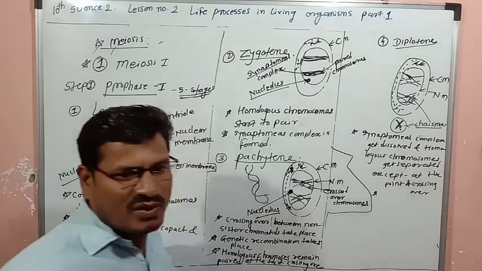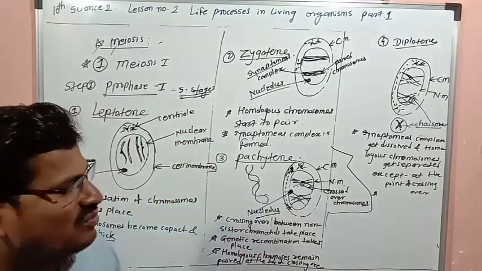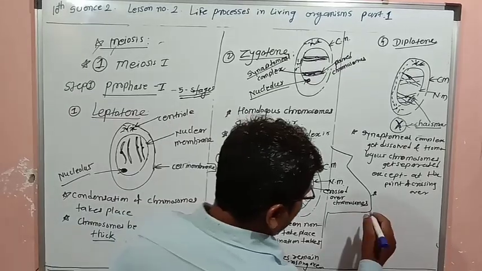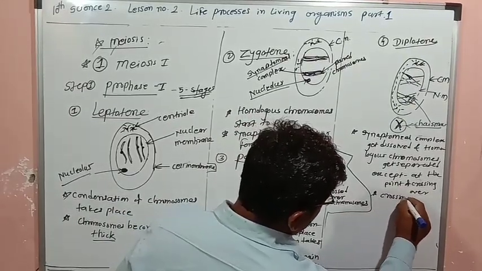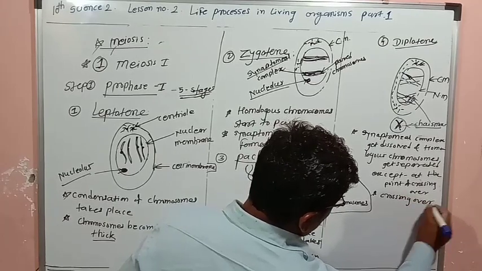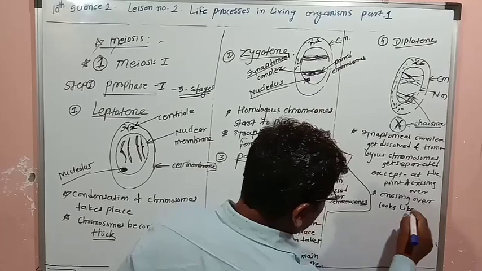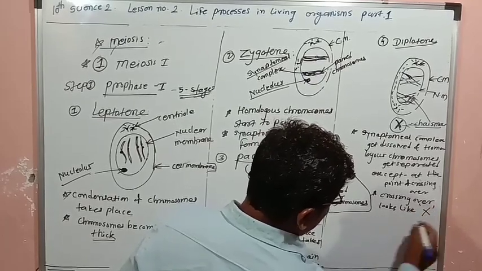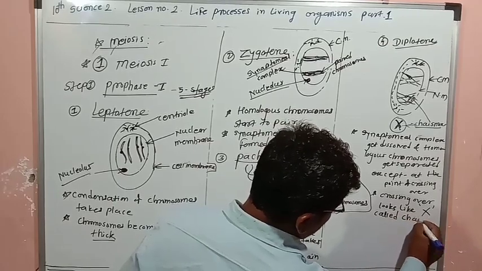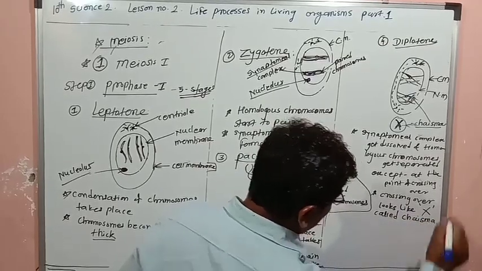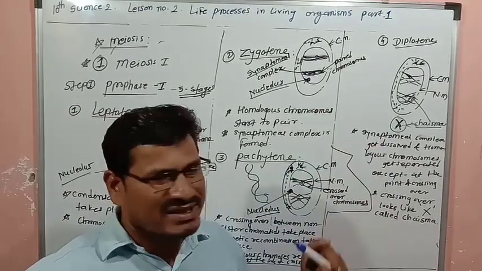The second thing is that the crossing over looks like a cross, and it is called a chiasma. It is called a chiasma. So these are the four stages.